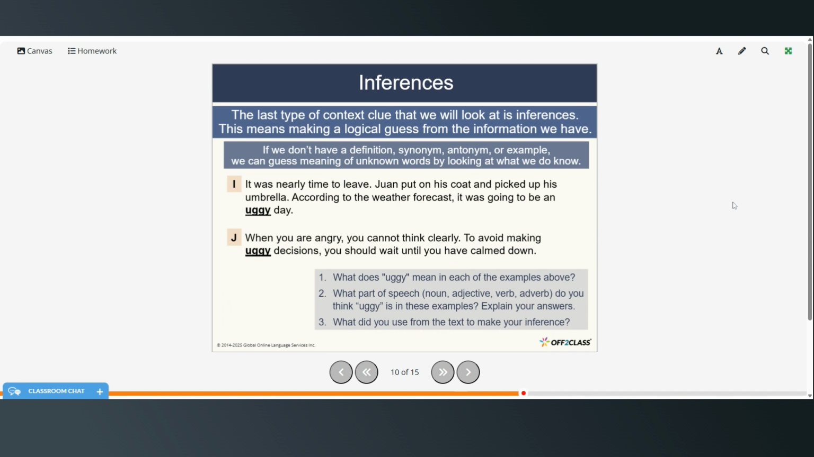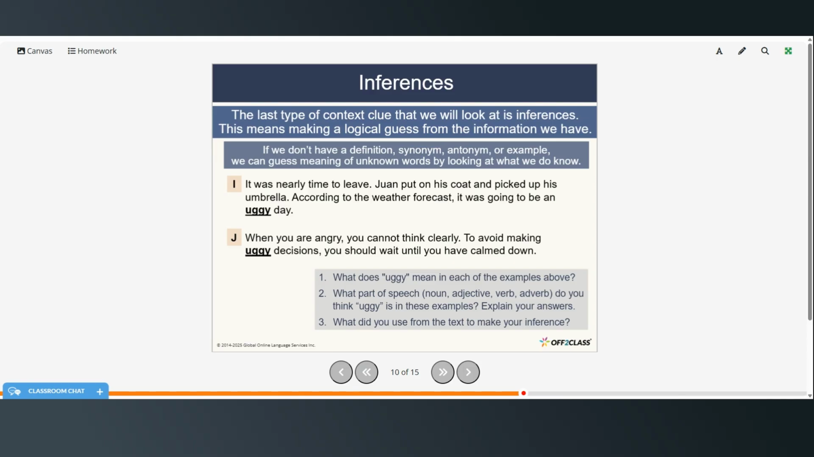So the last type of context clue that we'll look at is inferences. This means making a logical guess from the information we have. If we don't have a definition, synonym, antonym, or example, we can guess the meaning of unknown words by looking at what we do know.